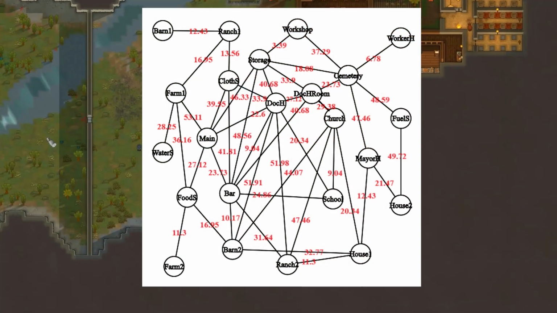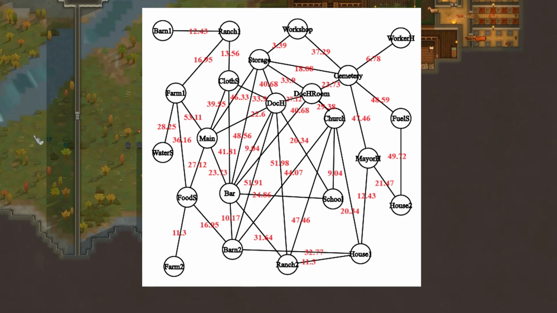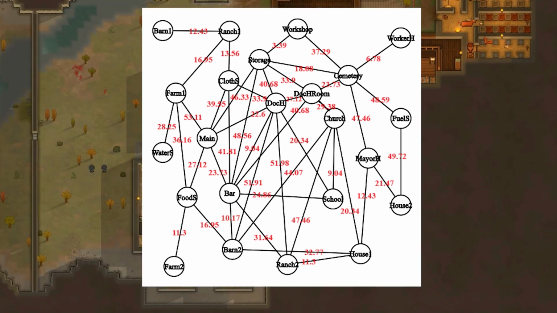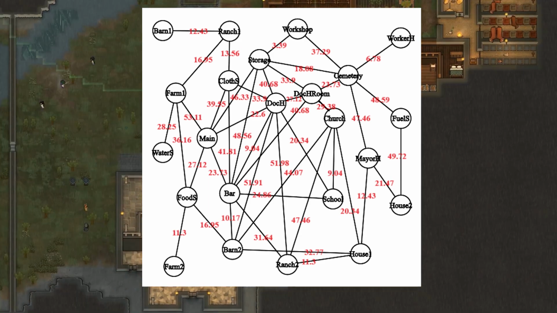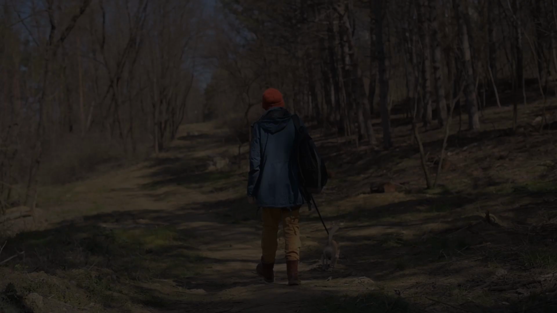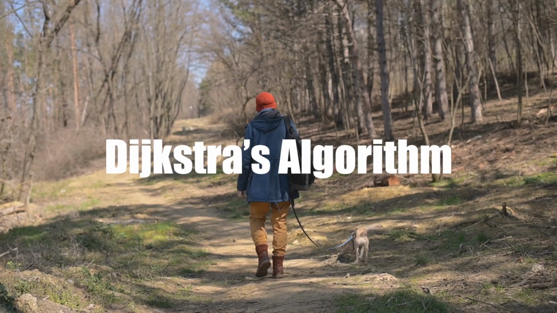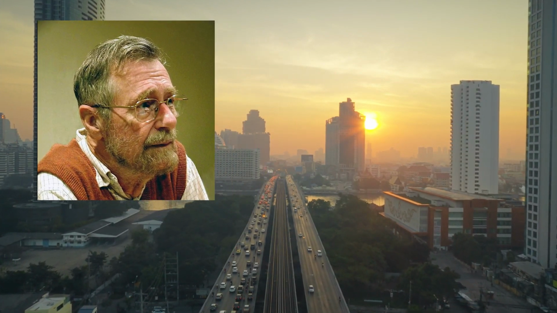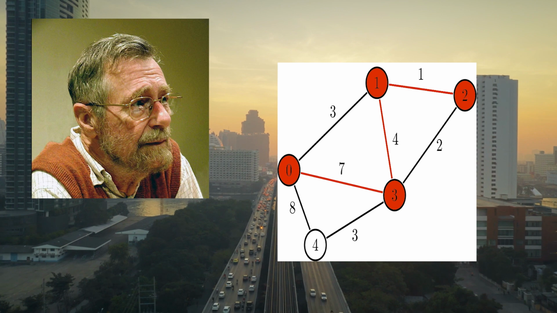The vertices of the graphs are the buildings of the colony, and the paths between them will be the edges. The weights will be the cost calculated using a formula based on the amount of tiles to be traversed. To get the shortest path, we will use Dijkstra's algorithm. This technique was developed by Edsger Dijkstra in 1956 and is used to find the shortest path between a vertex and all other vertices in the graph.